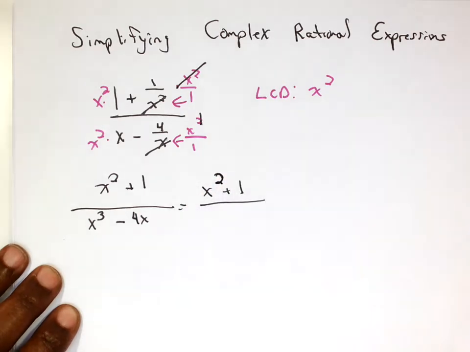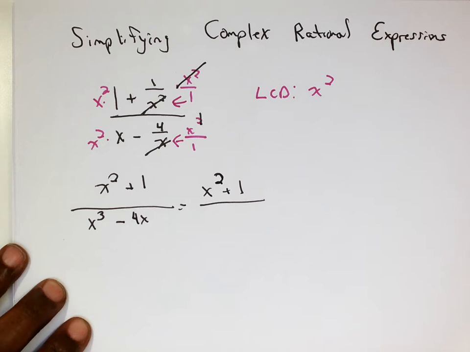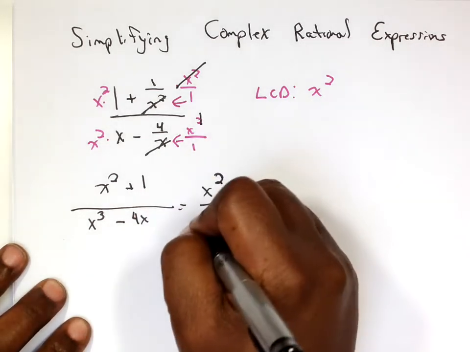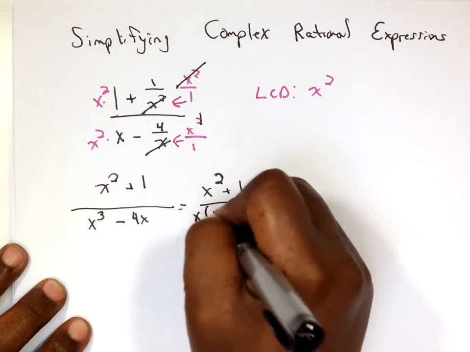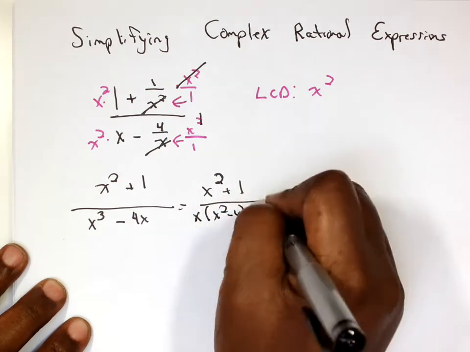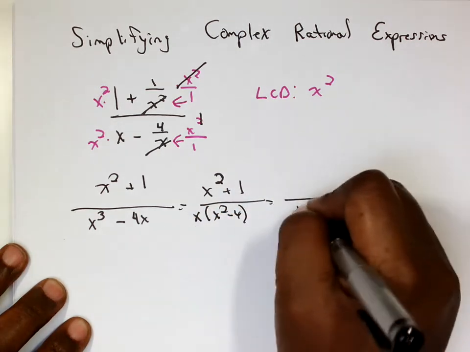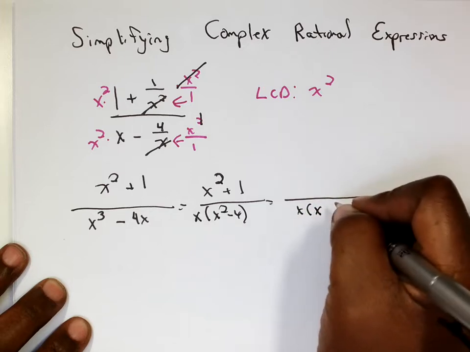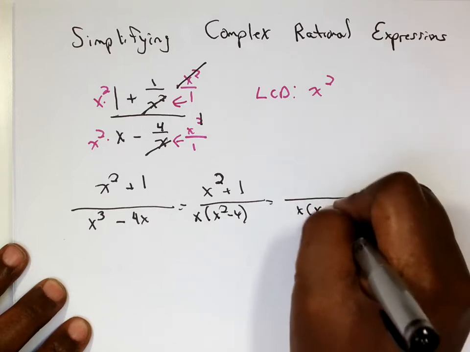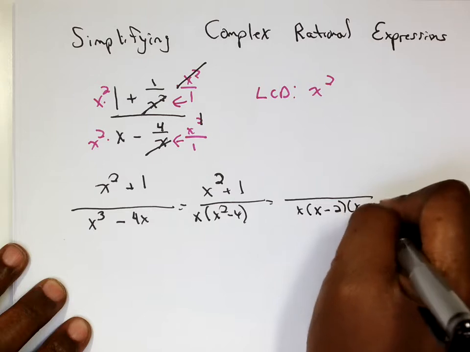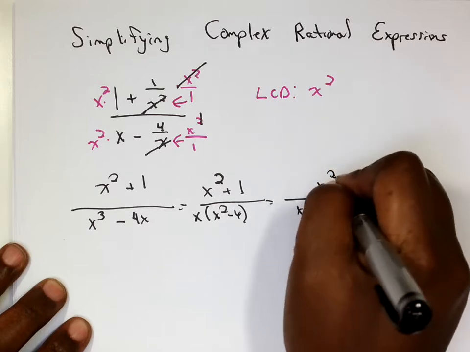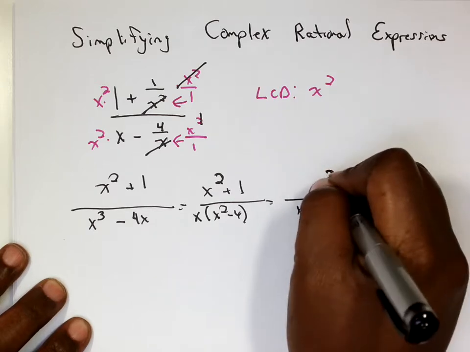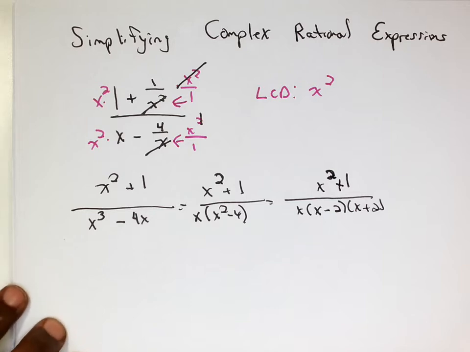I have to check to see if this simplifies. I can't factor the top. X squared plus 1 isn't factorable. The bottom, you can take out an x, and we get x squared minus 4, which factors further to x times x minus 2 times x plus 2. But as you can see, there are no common factors that cancel out, so I can't do anything further with that.